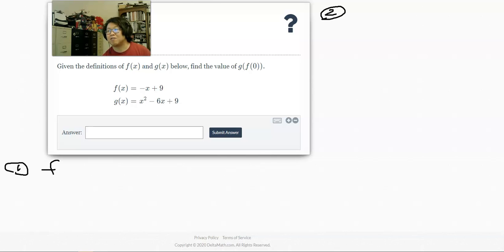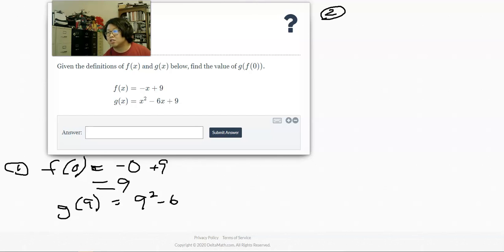So in this case, it'd be f of 0. Let's go ahead and find f of 0. If I set x equals 0 in that first one, it should be negative 0 plus 9, which, well, negative 0 doesn't really have a value still, and that's going to be 9. Then I take the answer here, and I plug it into my g of 9, equals 9 squared minus 6 times 9 plus 9. That's a lot of 9s, but keep a level head. 9 squared is 81, minus 6 times 9, which is 54, plus 9.